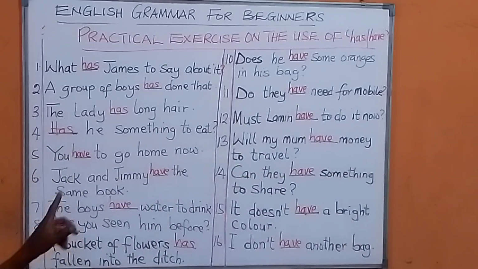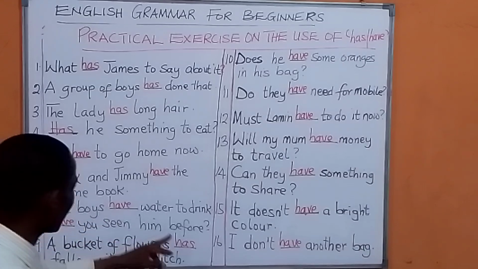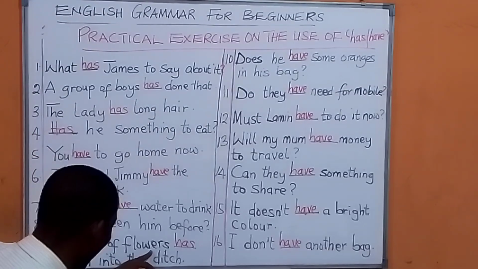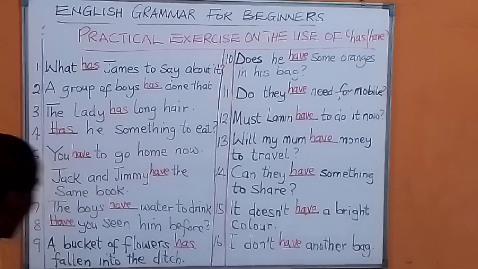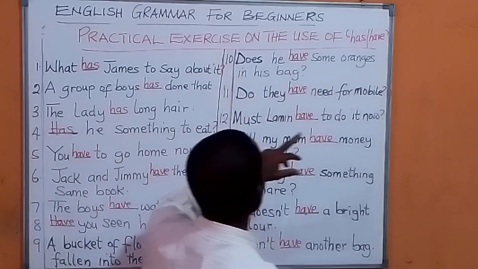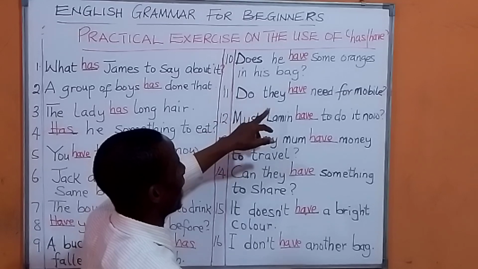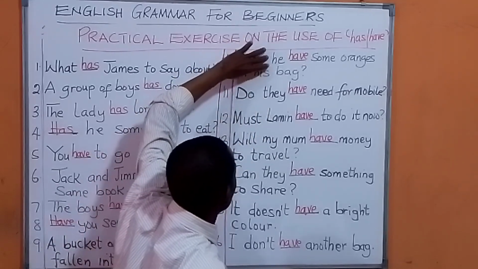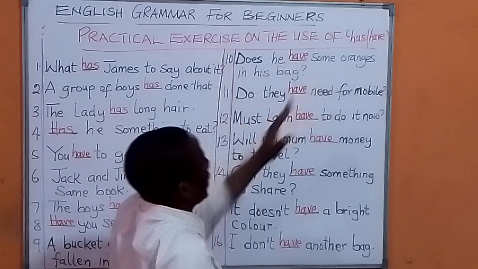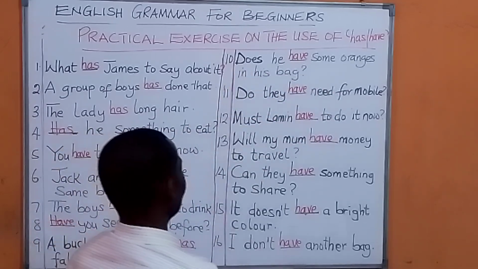Jimmy has, but Jack and Jimmy have. The boys have some water to drink. The boys have water to drink, but the boy has. The boy, single, has. Have you seen him before? A bucket of flowers has fallen into the ditch. Does he have some oranges in his bag? If this does is not there, you say he has some oranges. But now you have does he, you say have some oranges in his bag.